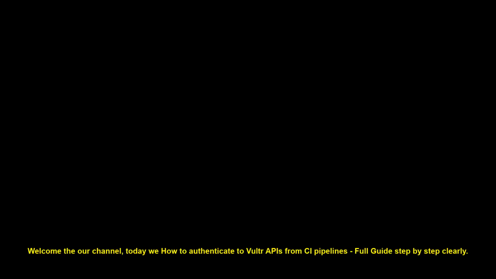clearly. First, navigate to the Vultr website and log into your account. Once logged in, go to the API section in the management interface. Here, you will see options to create an API key. Click on the button to generate a new API key.